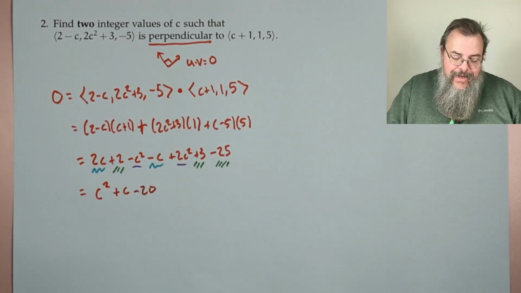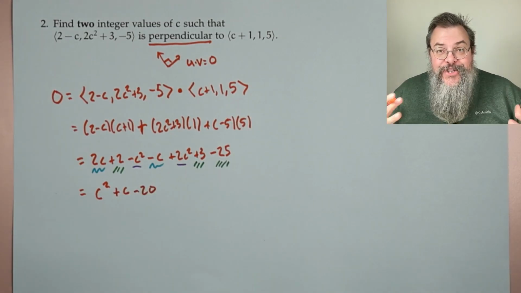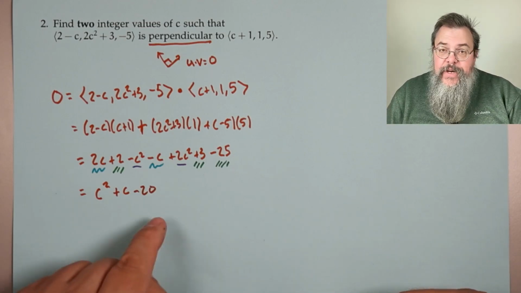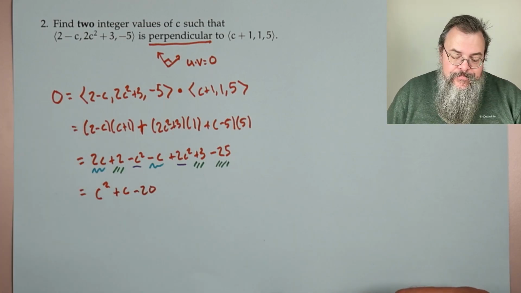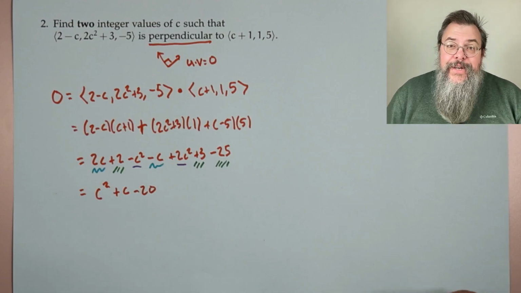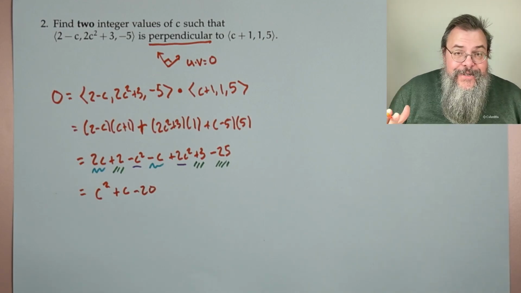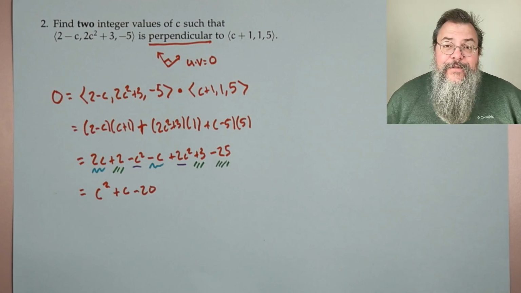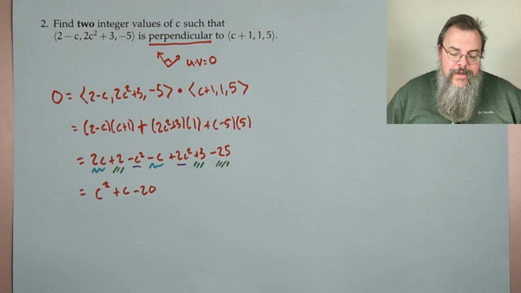All right, now we're in great shape. We've reduced the problem to saying we need c squared plus c minus 20 to be 0. We like things equal to 0. So now if you just factor and get the roots, life is good. Yes, life is good. So let's think about this.